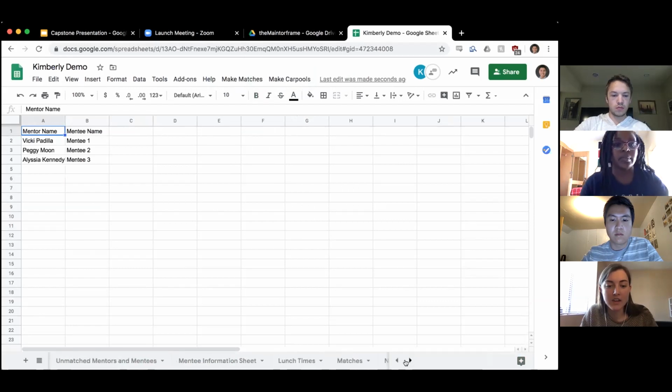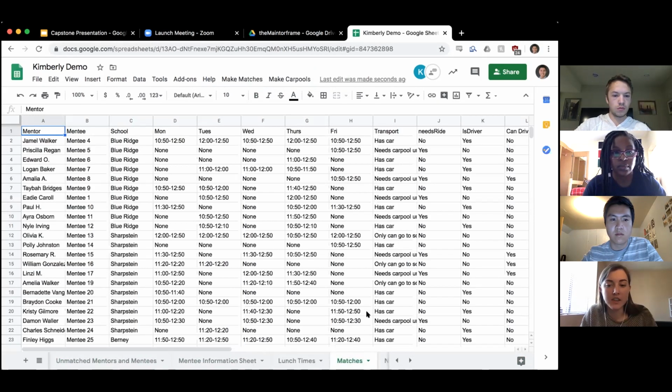Then if you click on matches, you can see a big sheet that lists a mentor and a mentee and the overlapping time that they're available. You can also see if they have a car and if they need a ride, and all that. So that will give the interns a lot of information all in one place about the matches that we made. And then finally, the part that Buyaki was explaining, making the carpools.